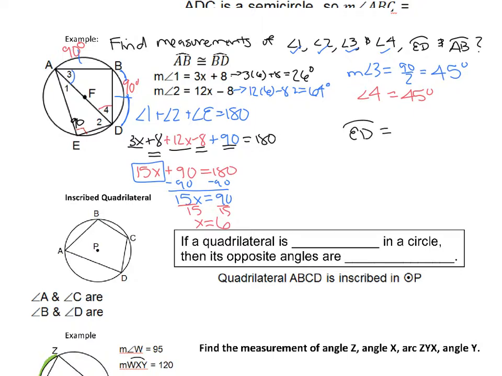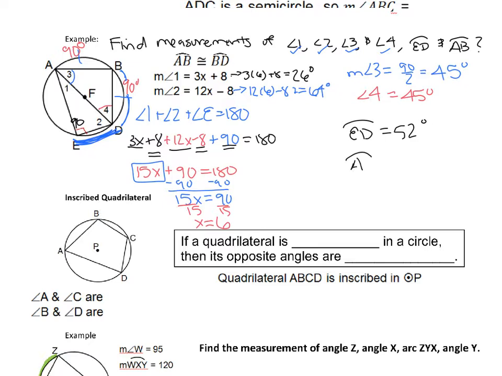Arc ED. Let me highlight it here. ED is this arc here, and its inscribed angle is angle 1. Angle 1 is 26, so I double that to get arc ED. So 26 times 2 tells us that arc ED is 52 degrees.